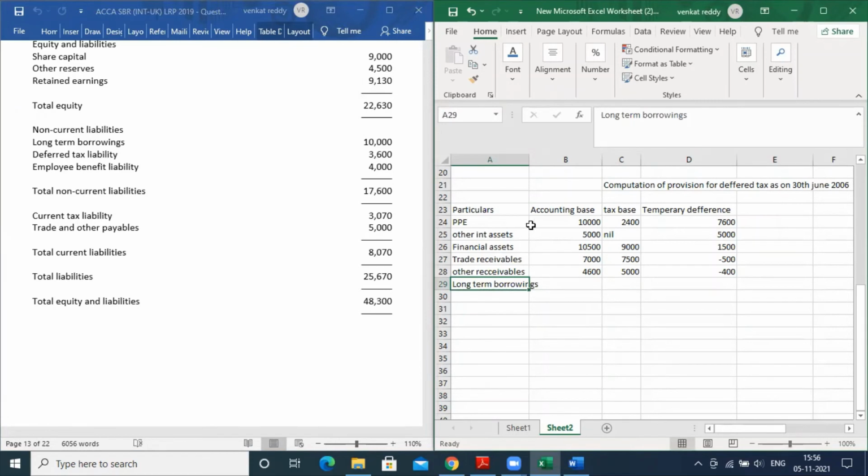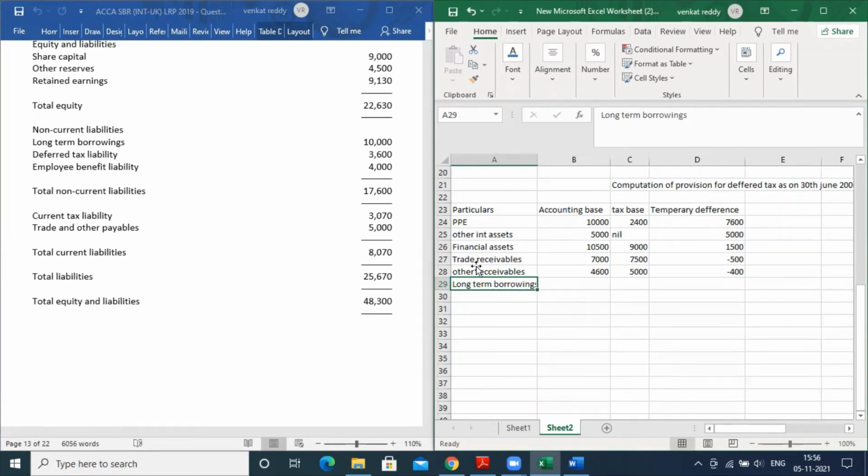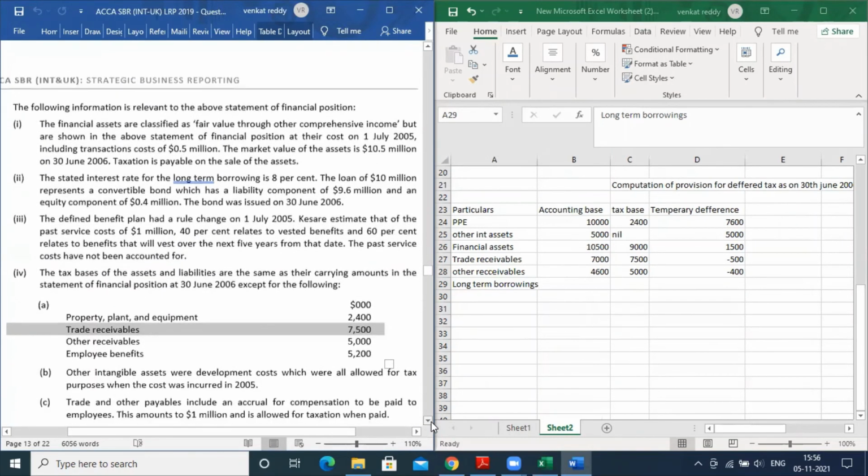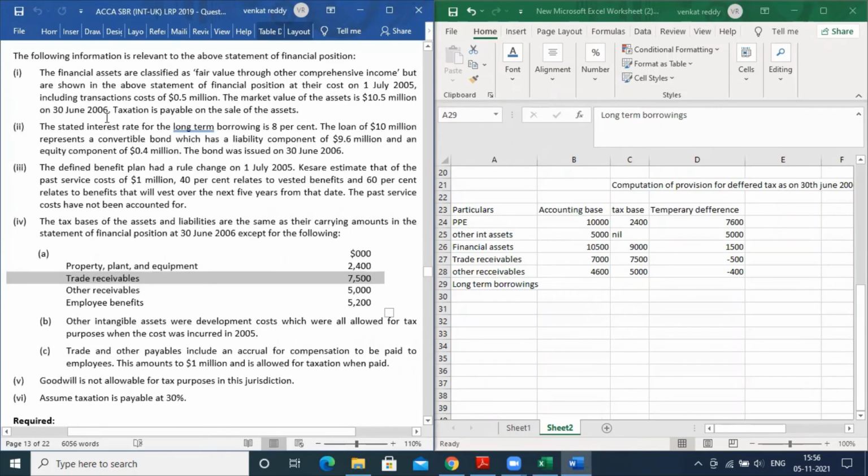So for this long-term borrowing, there is an adjustment. First, we'll try to see the adjustment. The stated interest for long-term borrowings is 8%, and the loan of 10 million represents a convertible bond which has a liability component of 9.6 and an equity component of 0.4 million.